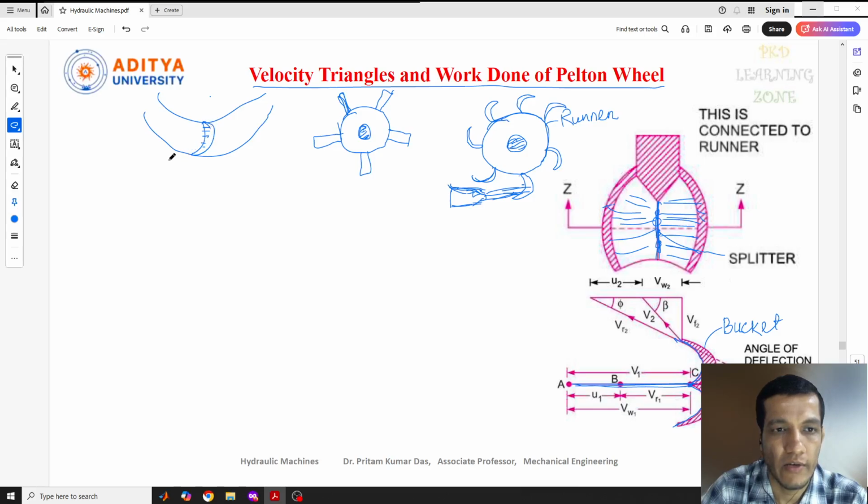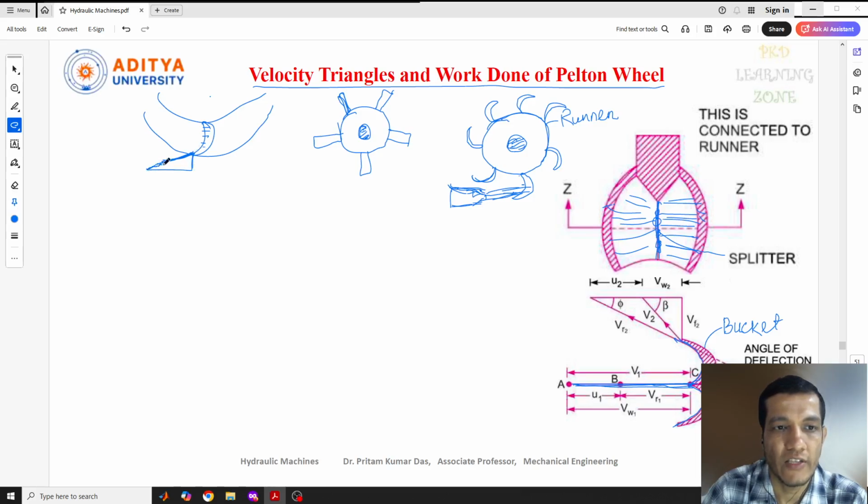It is like that. So the impact of the jet will be on the side of this bucket. The same thing is given here, but here the impact of the jet is on the middle of this blade. Previously we have seen it at the end, at the corner, at one end of the blade.